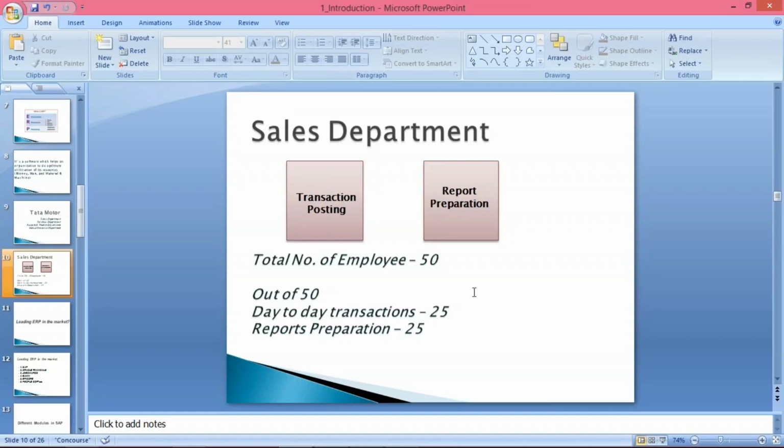Let's suppose, what are the sales in this particular month, what is the quarterly sales, what is the half-yearly sales, isn't it? Such kinds of reports.